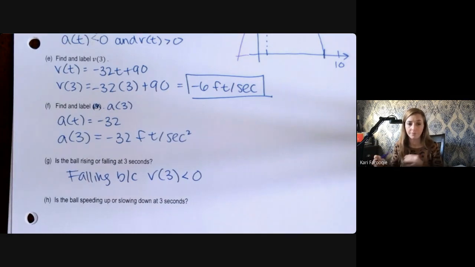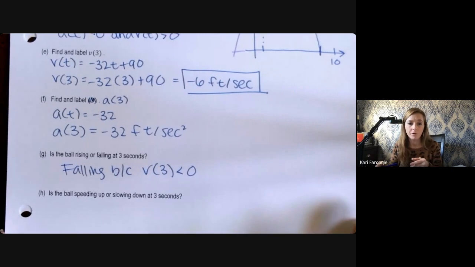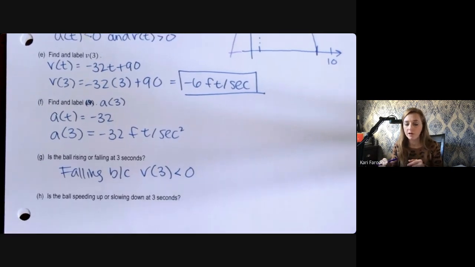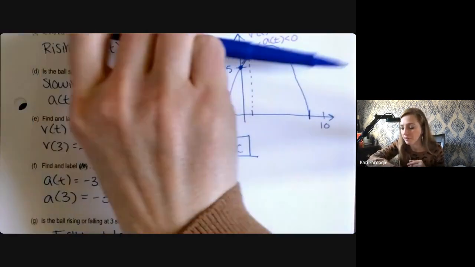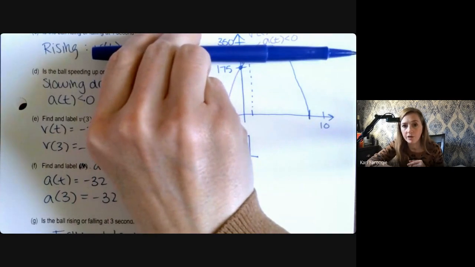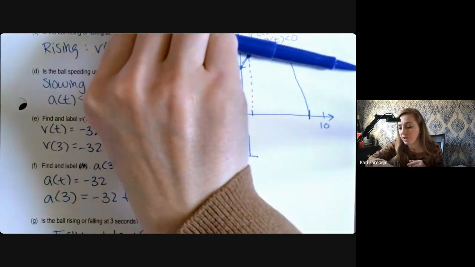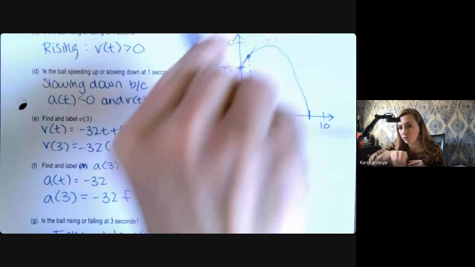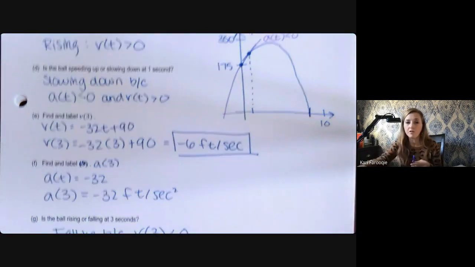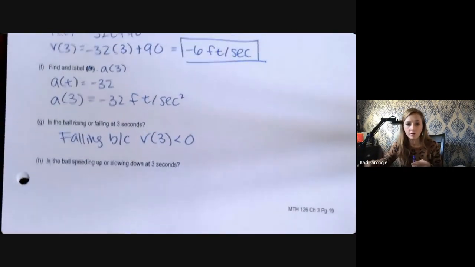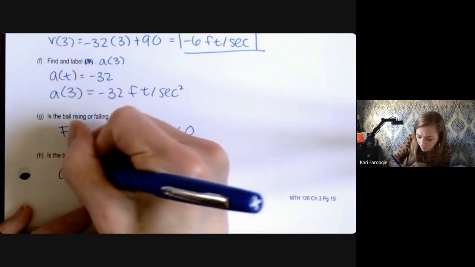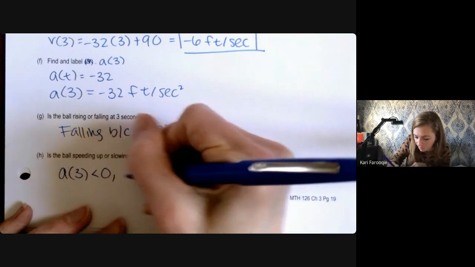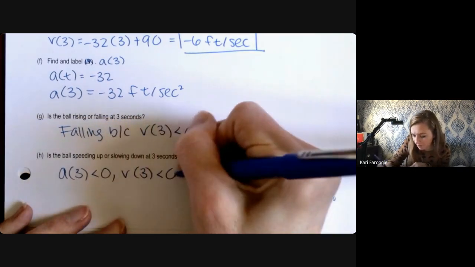And is it speeding up or slowing down? Well, it's going to be speeding up on its way down until it hits the ground. So at some point here, this levels out. The acceleration and velocity are 0, and then it starts to head back downward, and these values start to increase as you head down. So because we have, in this case, a negative acceleration and a negative velocity, we would say a of 3 is less than 0, v of 3 is less than 0.